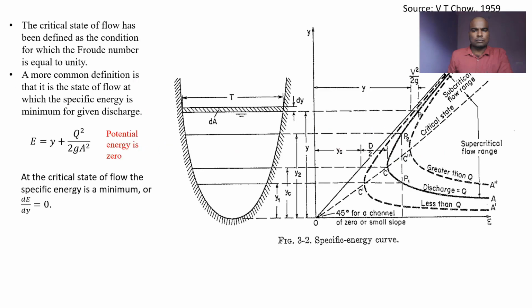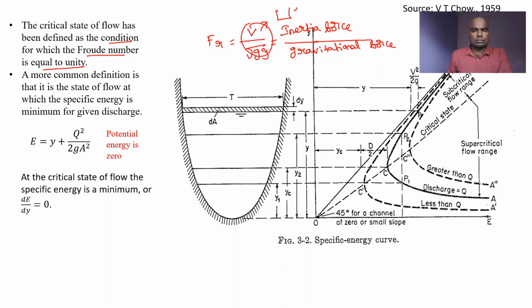Let me give you the theory part here. The critical state of flow is defined as the condition for which Froude's number is equal to unity. I think all of you know what a Froude number is. Froude number is V upon root of g y, nothing but inertia force by gravitational force. This I have written for the rectangular channel.